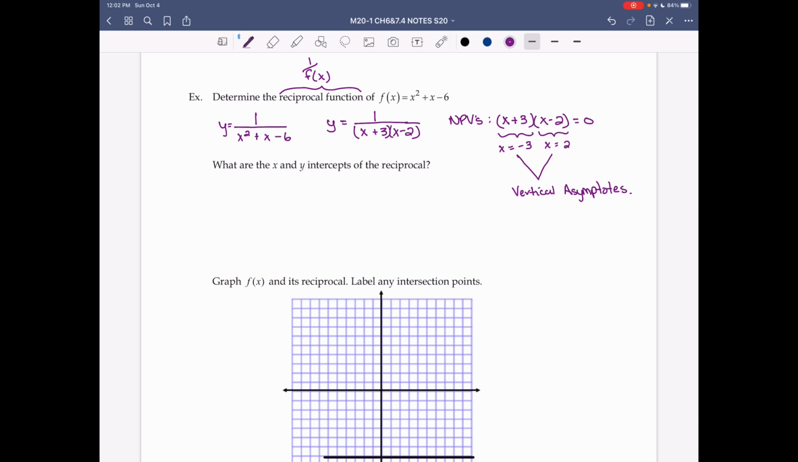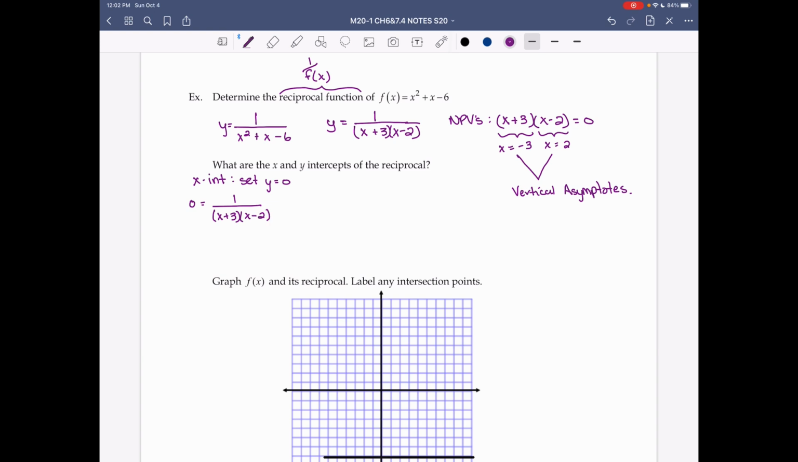This one has 2 vertical asymptotes. Next part, what are the x and y intercepts of the reciprocal? For x-intercepts, the value of y equals 0, so set y equal to 0. We have 0 equals 1 over (x plus 3)(x minus 2).